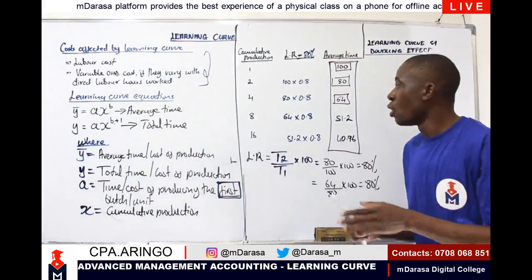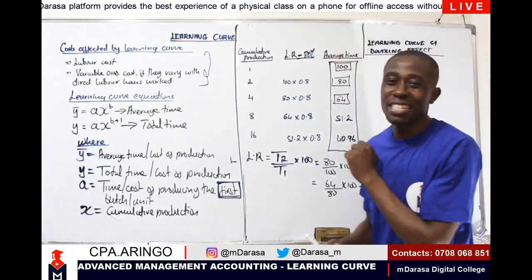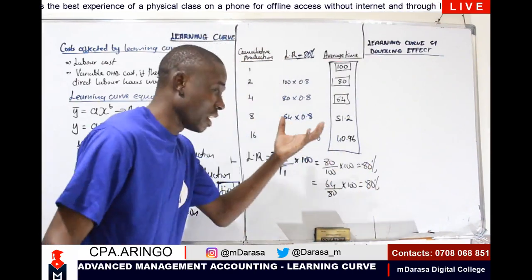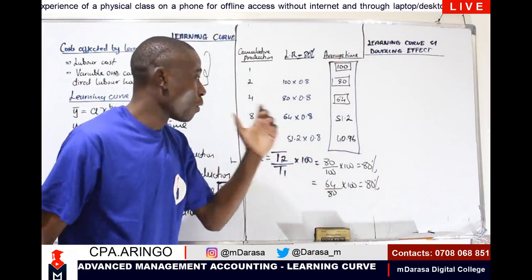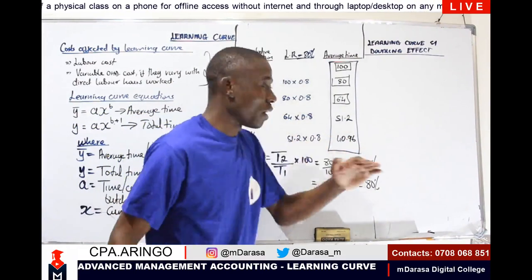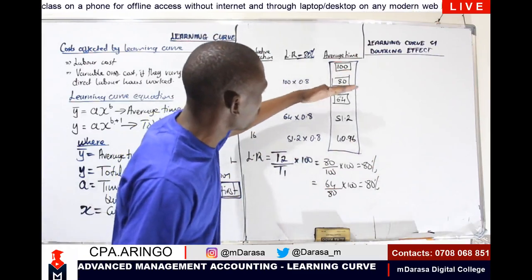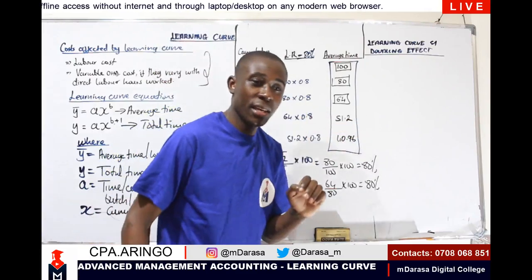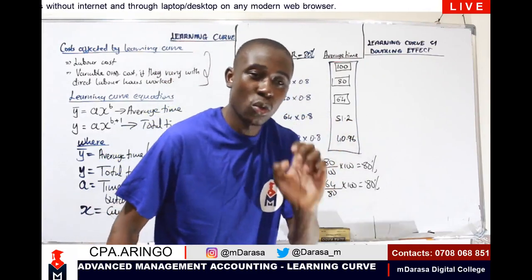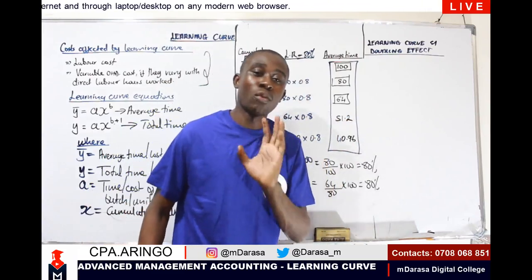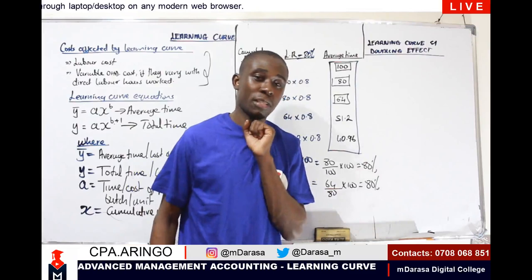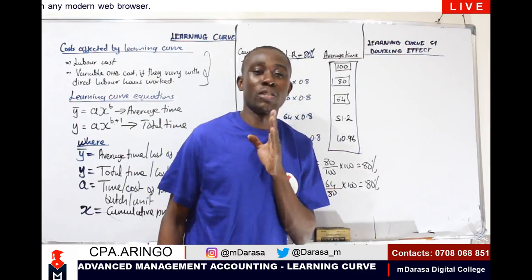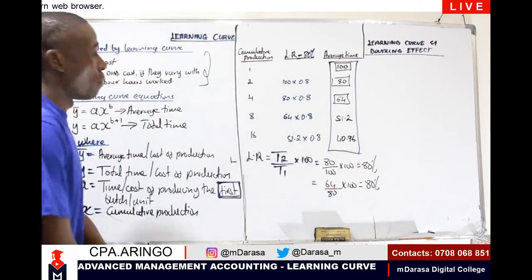And what you realize at this point is that what is happening to our average time, my good students? If our cumulative production doubles, what is happening to our average time? You'll find that our average time will also tend to reduce. And that's a very important concept that we must always have at the back of our mind whenever we are talking of the learning curve concept.